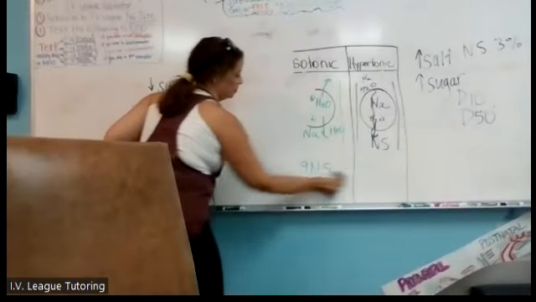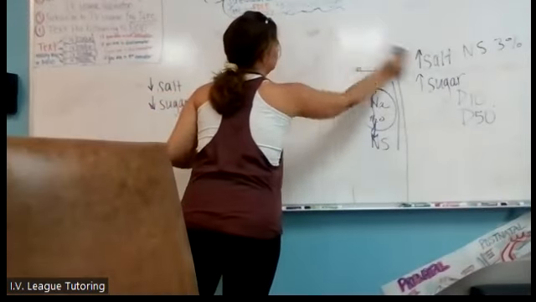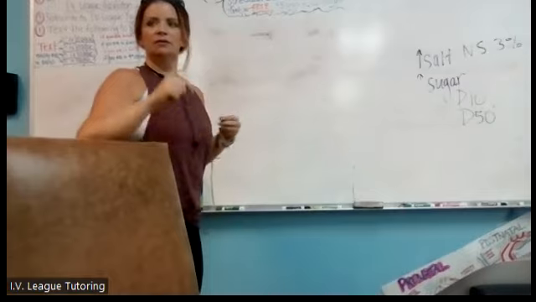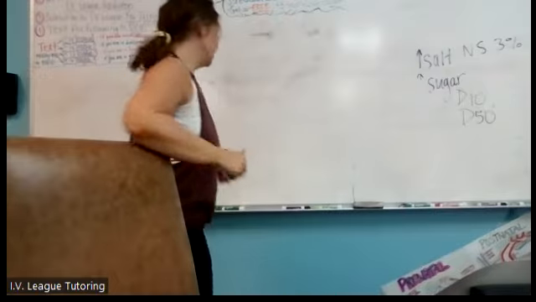Okay, so if they have high salt or sugar, we would give them hypotonic. If they have low, we give them hyper. Yes. Yeah. Oh, she's like, got it.